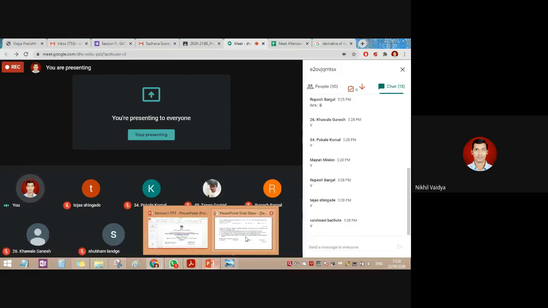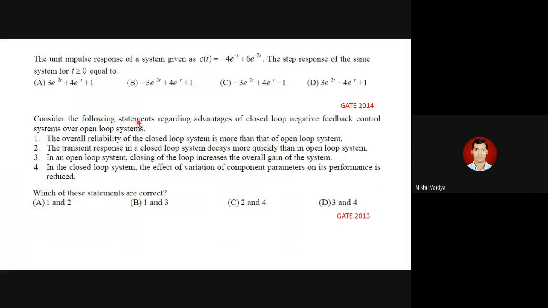So now we will move to the second one. Consider the following statements regarding advantages of closed loop negative feedback control systems over open loop systems. These are the four statements they have given, and we have to find out which of these statements are correct. Okay. So the first statement: the overall reliability of the closed loop system is more than that of the open loop system.